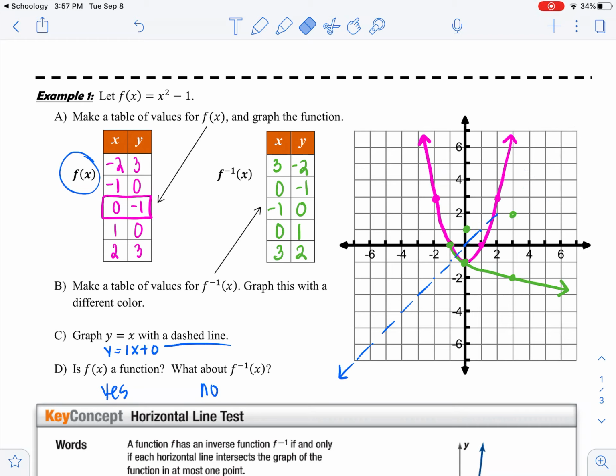So if I rewound, got rid of this, got rid of the green. Oh, I didn't want to do that.